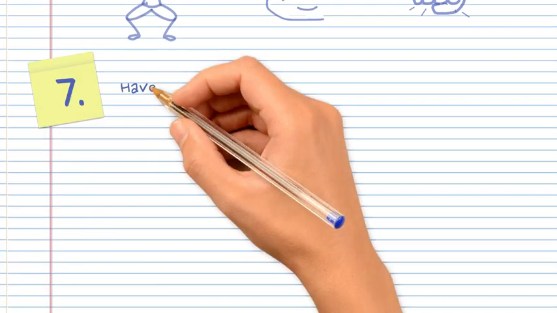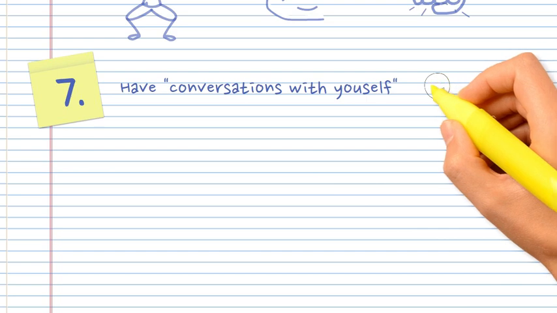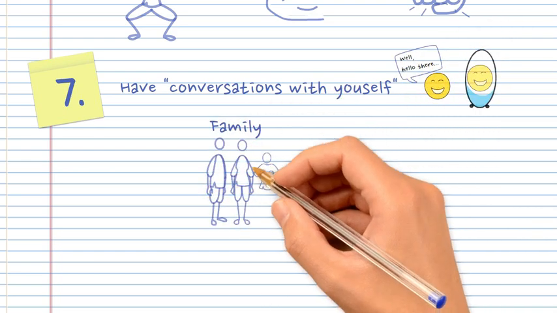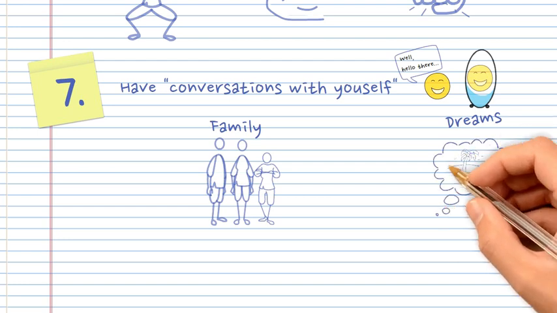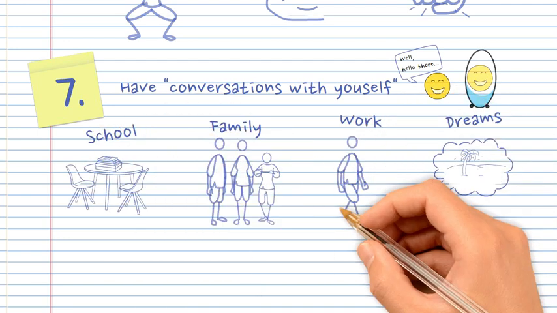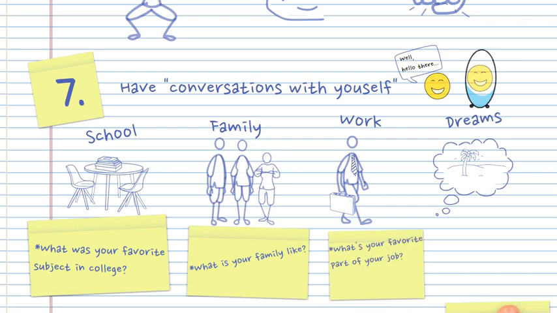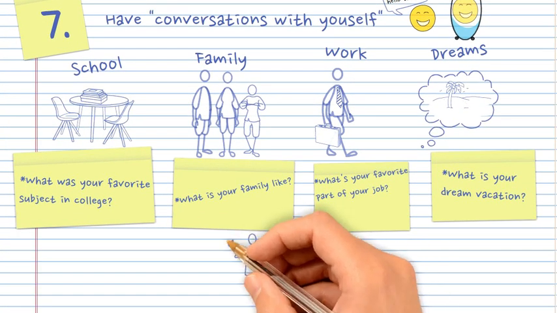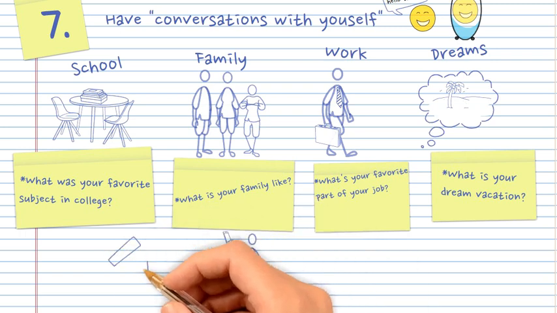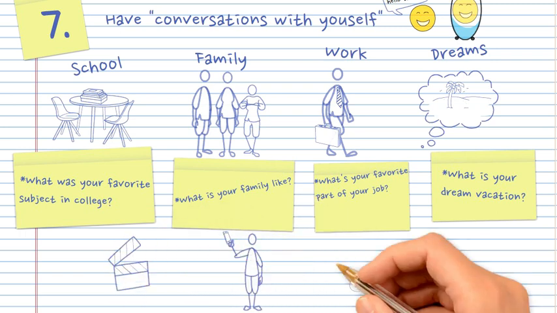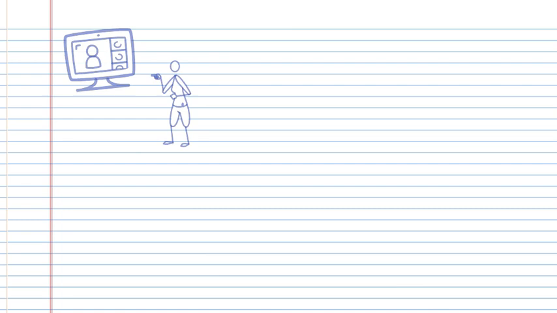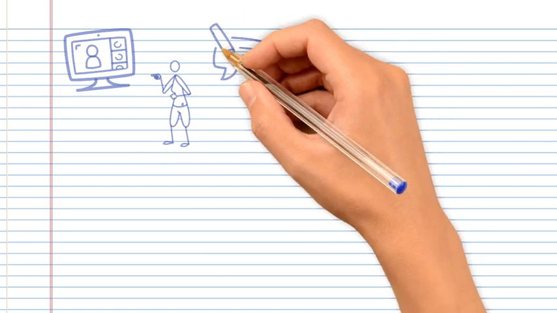Number 7, have conversations with yourself. One of the best ways to improve your speaking skills is to make a list of topics you want to be able to talk about and practice talking about them by yourself. Write down a list of questions based on those topics. Then, using your phone or camera, record a video of yourself asking those questions and answering them. Watch yourself answering the questions and take notes on the vocabulary words and structures you struggle with.